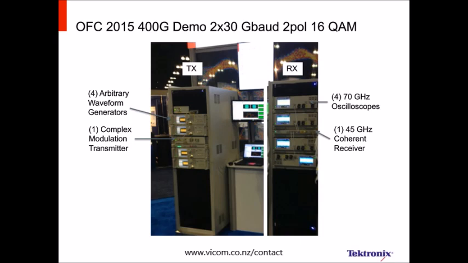These are actually full function oscilloscopes. They have 200 gigasample per second, 70 gigahertz of analog bandwidth, and we used one of these to look at each of the outputs of the 45 gigahertz receiver. So we had 4 times 200 gigasample per second looking at the output of the coherent receiver. And then here's the data that we got.